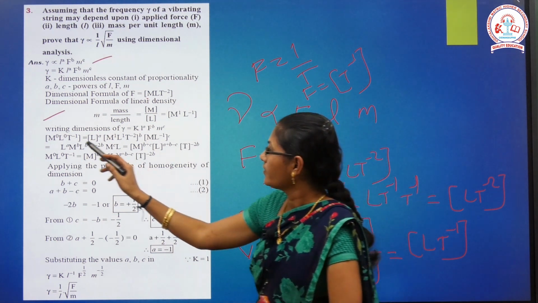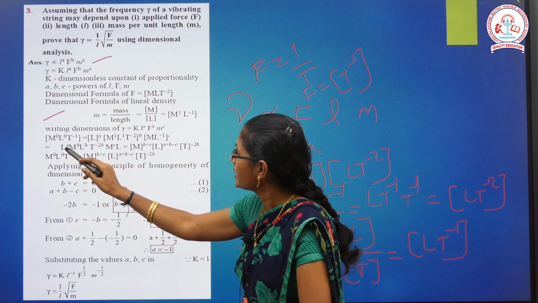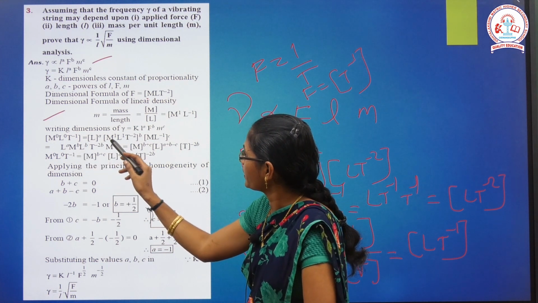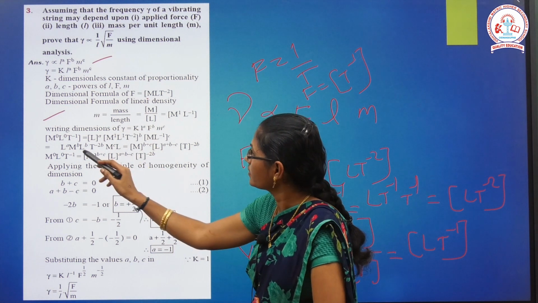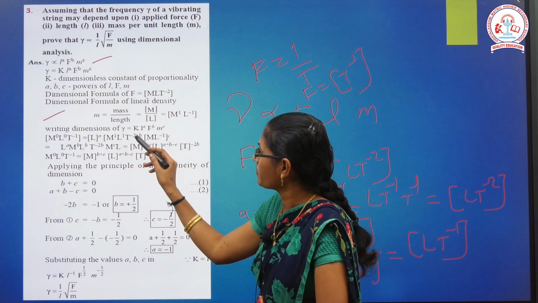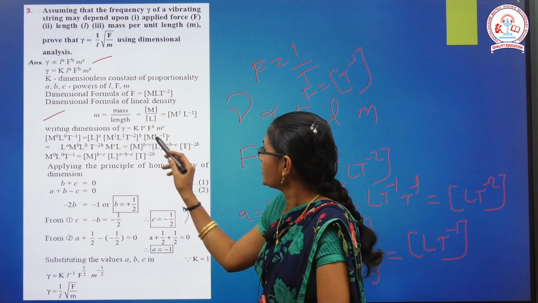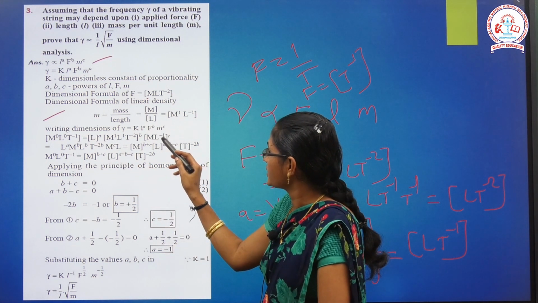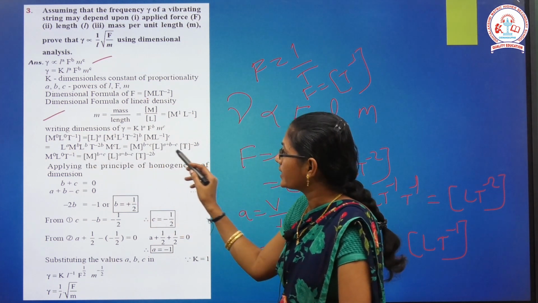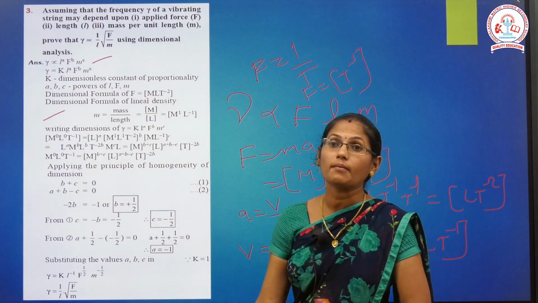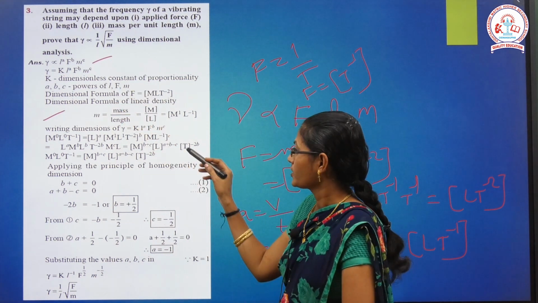And next thing, we have to combine these equations. How to combine these equations? L power A and M power B. You have to multiply 1 into B, L power B, and T power minus 2 into B, minus 2B. And next thing, M power C, L power minus 1 into C, minus C. So, this is the dimensional formula for gamma is equal to k L power A, F power B and M power C. Is it clear?